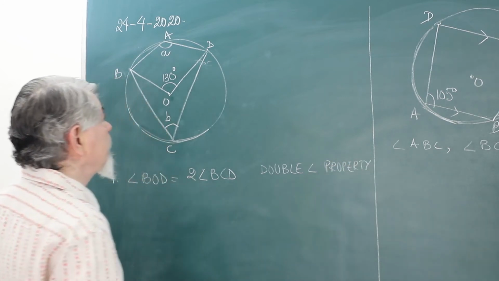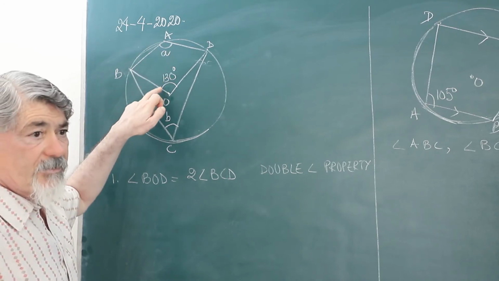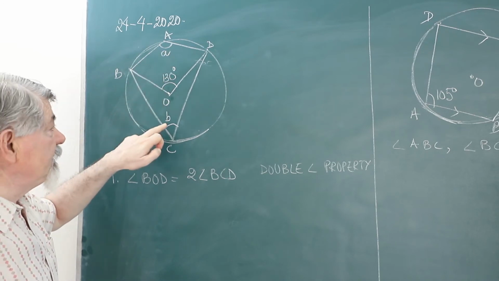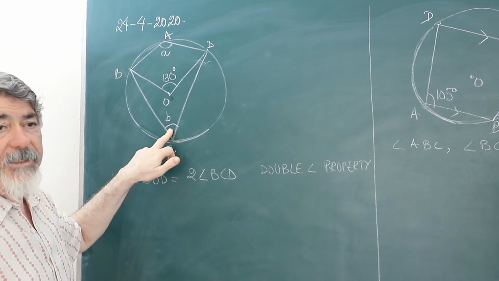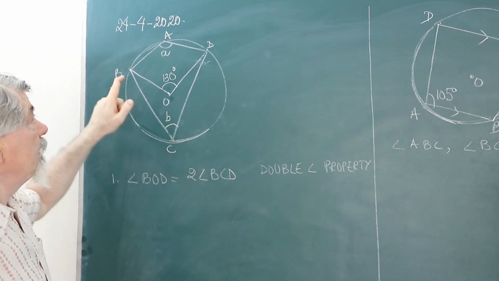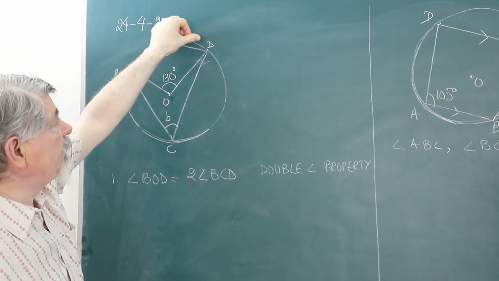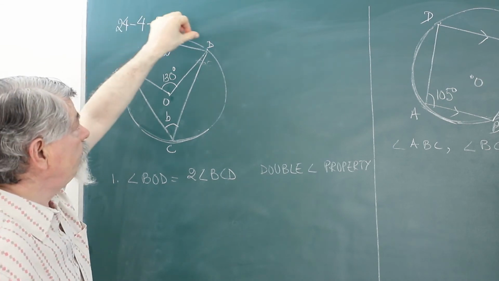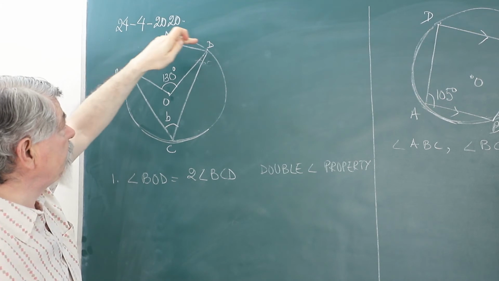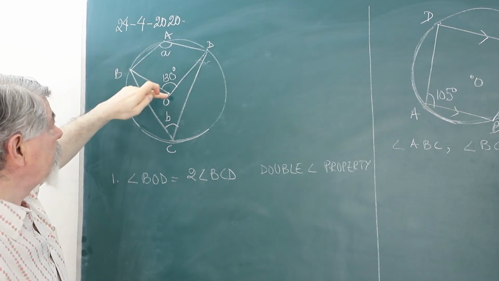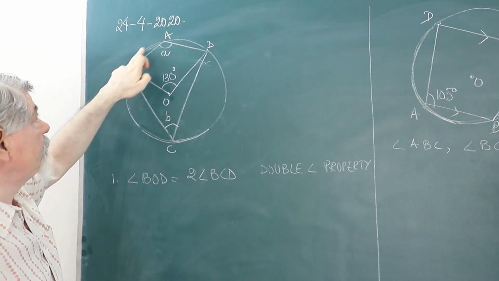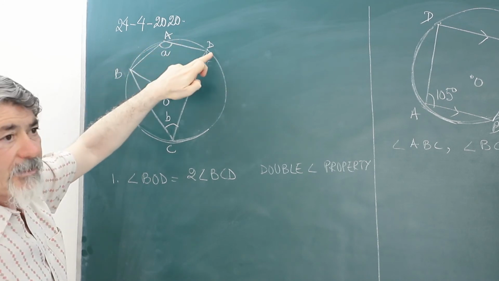The angle subtended by an arc at the center of the circle is double the angle which it subtends at the remaining part of the circumference, subtended by the same arc. The arc is BAD. The arc BAD subtends angle BOD at the center. This is a minor arc.